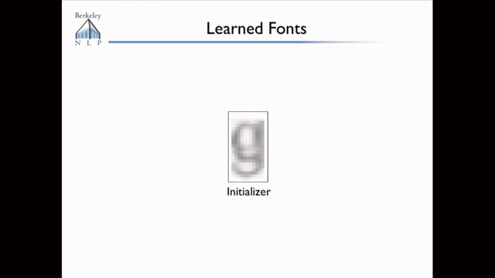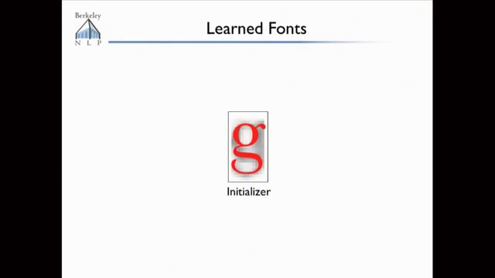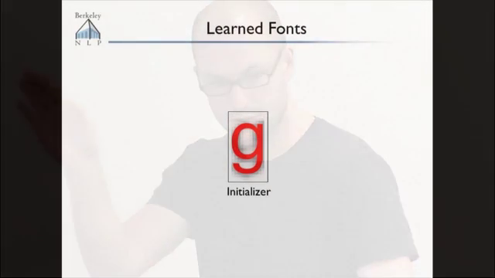Next, I just want to show you some examples of the fonts that we actually learn. So first, here is the initializer for the glyph shape parameters that we use for the character G. And you can see that it is a mixture of a bunch of modern fonts. There are two different types of dominant Gs that are visible here. The first is the type of G that has the descender starting on the left. And the second is the type of G that has the descender starting on the right.